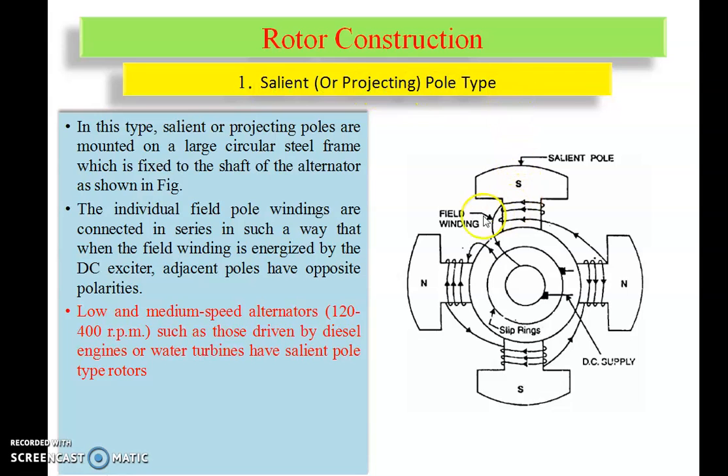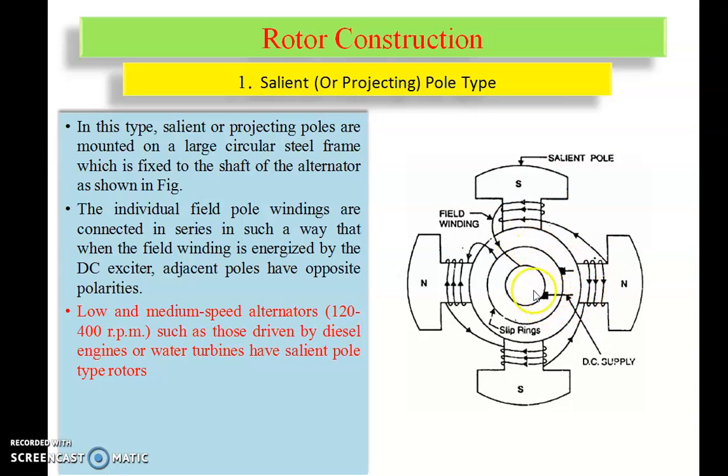There are two types of rotor. Already we have seen this type of rotor in the three-phase induction motor. This salient pole rotor, we are considering here a four-pole salient pole rotor. The rotor has different laminations, and over that we are mounting a field winding.